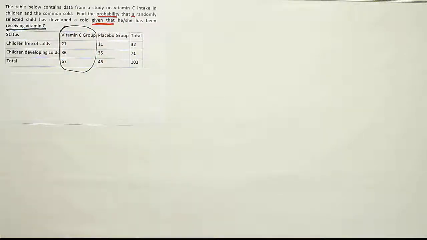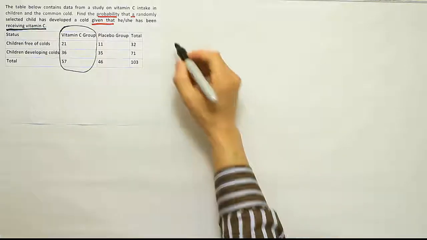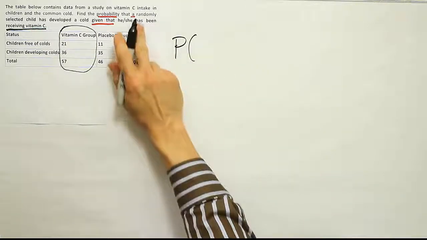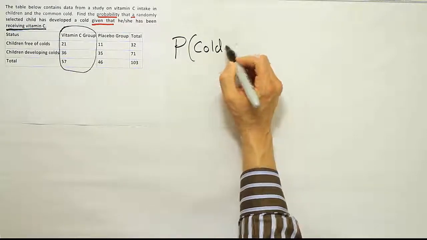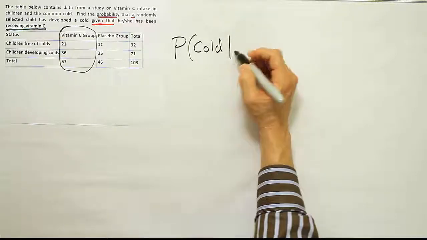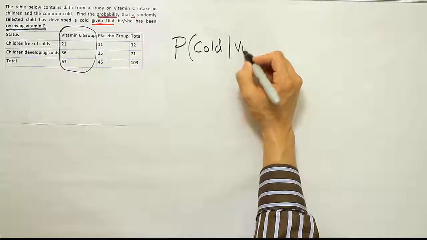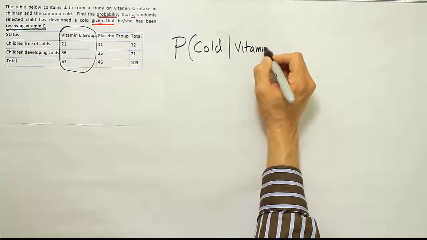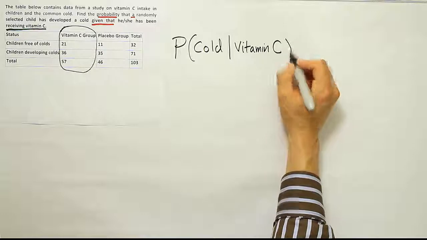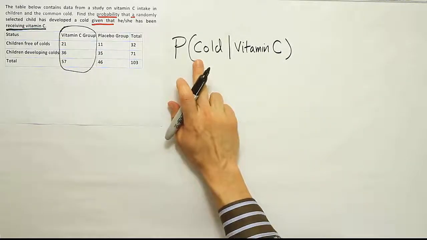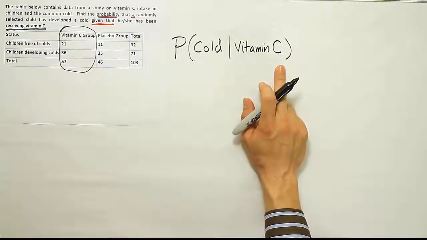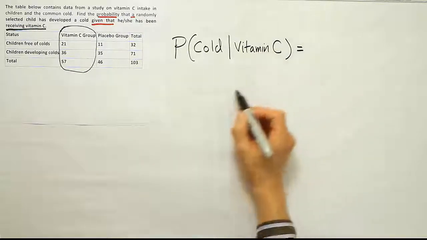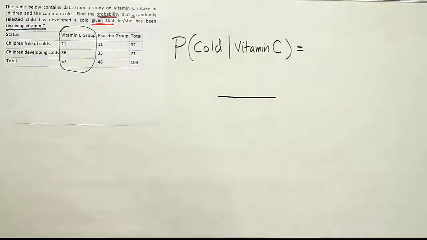Okay, so let's write out this probability statement. I would say probability that a randomly selected child develops a cold. So I'm going to say probability of a cold given that they have been given vitamin C. This is my probability. Probability of a cold given that they have been given vitamin C. Okay, now, again, a single event, this problem will be solved with a single fraction.